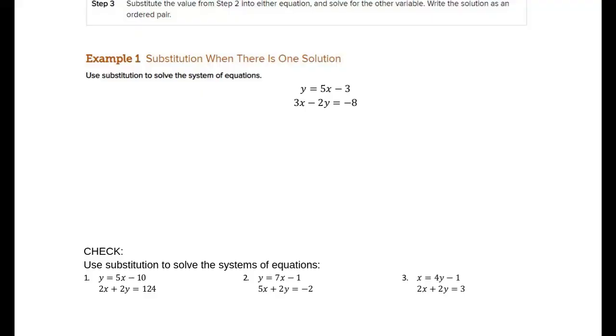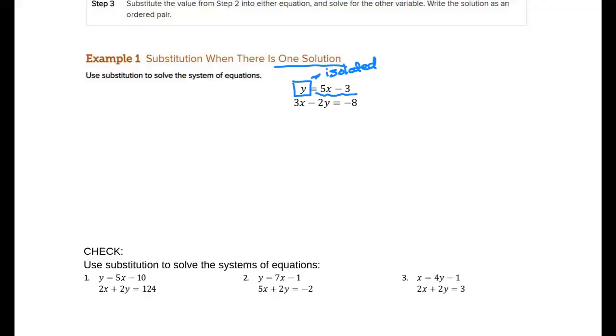Substitution when there is one solution. So the first equation says y equals 5x minus 3. This has y isolated by itself, and y is equal to 5x minus 3. So wherever we see a y, we're going to put in 5x minus 3 in place of that y.